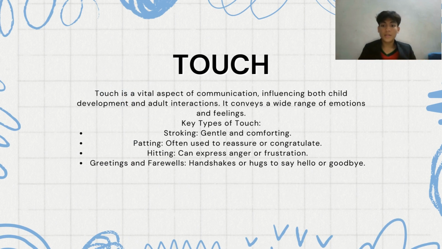Touch. Touch is a vital aspect of communication, influencing both child development and adult interactions. It conveys a wide range of emotions and feelings. Key types of touch: stroking, gentle and comforting; petting, often used to reassure or congratulate; hitting, which can express anger or frustration; greetings and farewells, such as handshakes or hugs to say hello or goodbye.